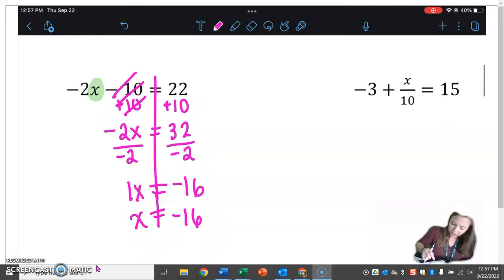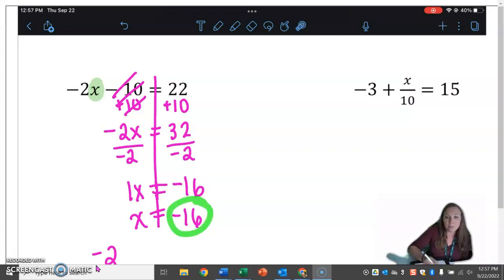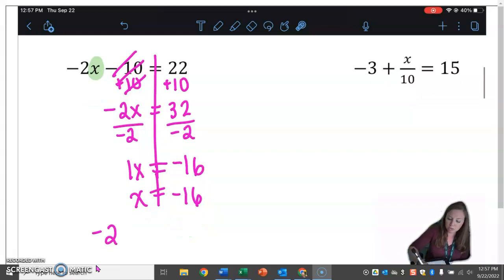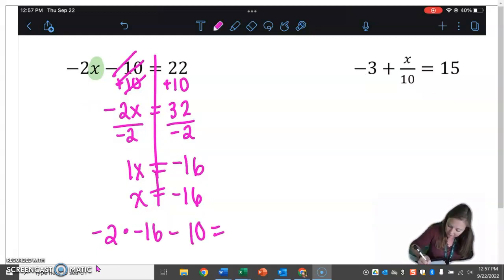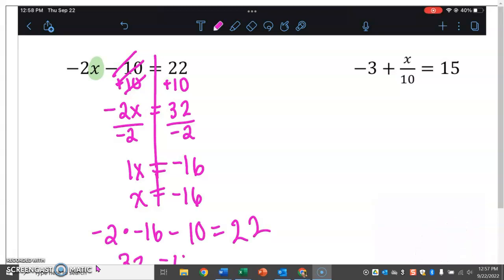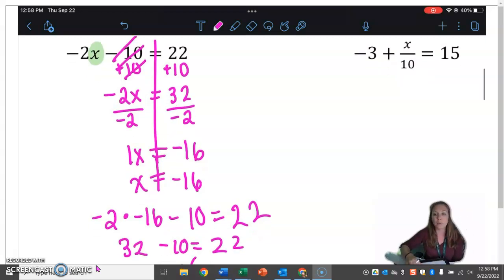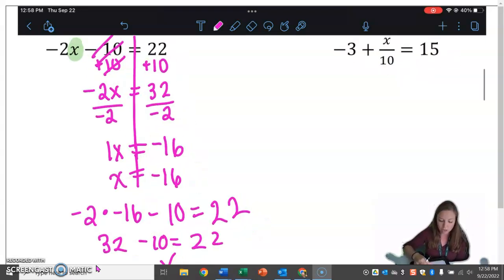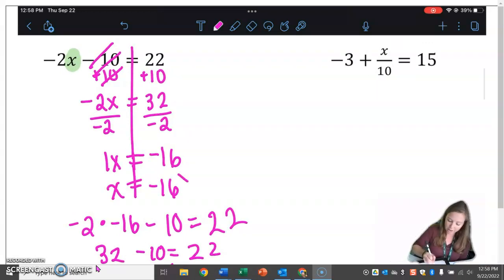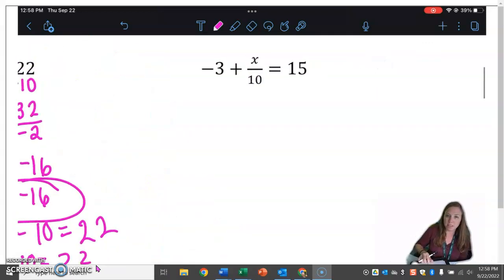Now you can check it. We can plug this part right here back in up here. So we would do negative 2 times negative 16 minus 10, to see if we get 22. And so this would be 32 minus 10, which is 22. So it checks out. So you can always go back and check your answers on any equation question. All right, but for our answer for that one, it would just be negative 16.